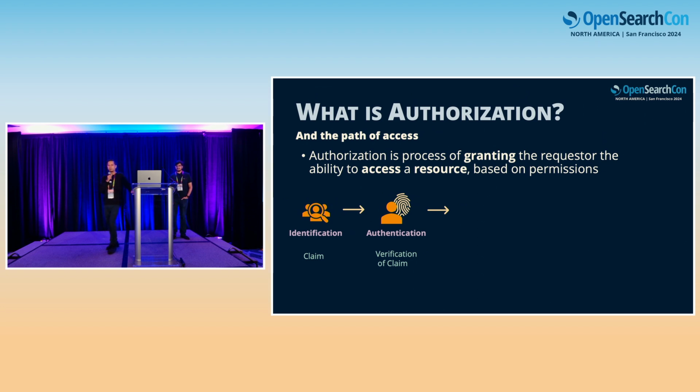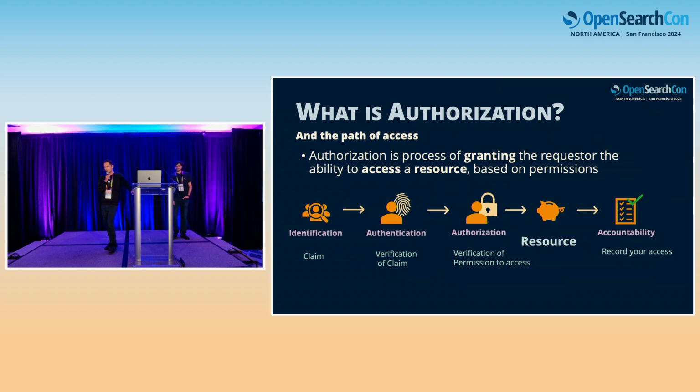Once your claims are verified, you're let into the airport, but the visa on your passport gives you the authorization to travel to that particular country. That process is called authorization, whether you have permissions or not. Finally, you're able to travel to that country, which is like accessing the resource in IT terms. But after that, everything is tracked for accountability and auditability, so that all the access is recorded.